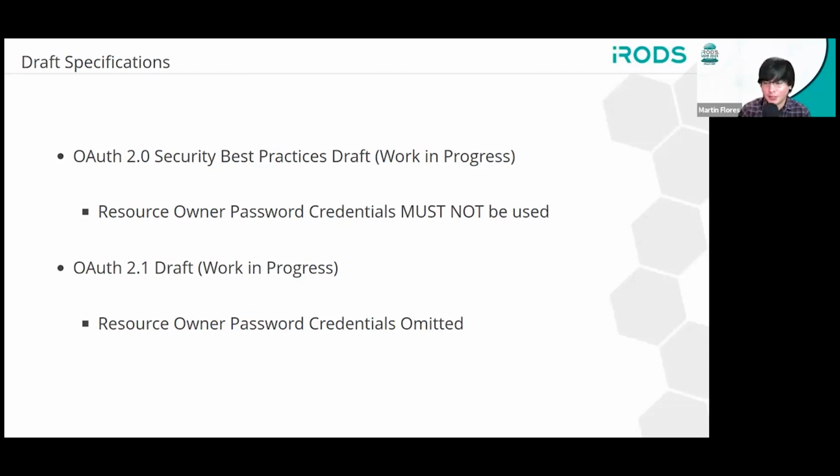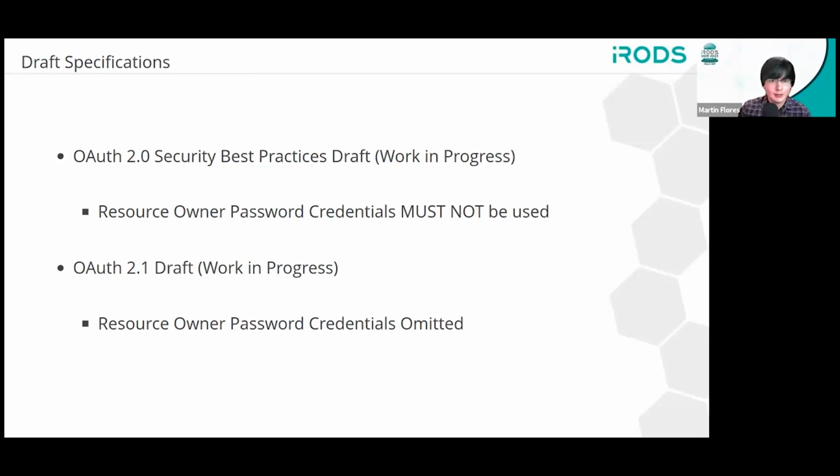Additionally, in the OAuth 2.1 draft, the resource owner password credentials grant was omitted. So the 2.1 draft actually refers to the 2.0 security best practices draft. In that regard, it uses the same reasoning, which is that there's a potential for increased attack surface, as well as implementing two-factor authentication may be difficult, if not impossible, depending on how things are set up. So definitely some specifications that we need to be looking out for.